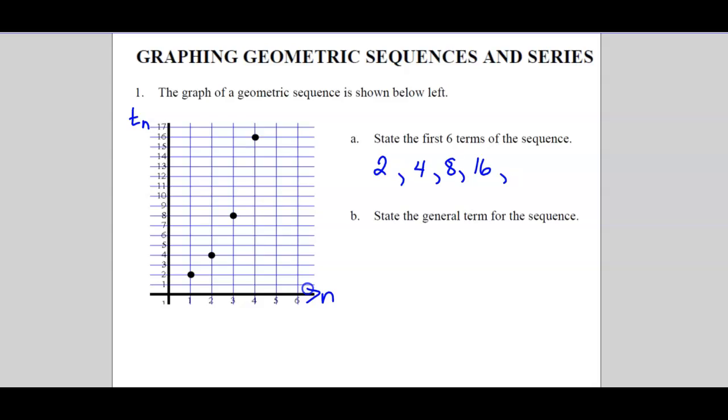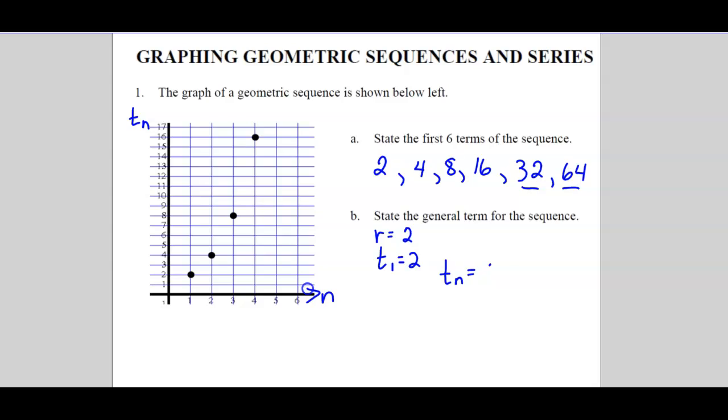So there's 4 from the graph. So Tn is 2, 4, 8, 16. Obviously we're multiplying by 2 each time. So those are the ones we're filling in there. Our common ratio is 2. Our first term is 2.